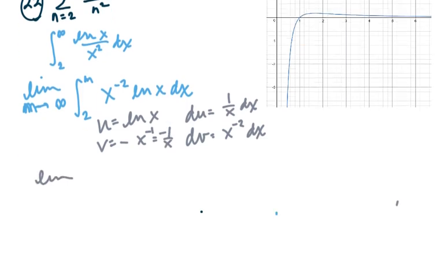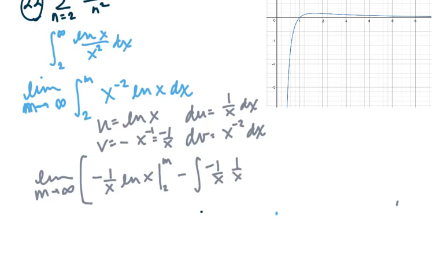So now we can say the limit as m approaches infinity. Now I have uv, so I'm going to put my v first. Negative 1 over x, natural log of x, and this is already evaluated from 2 to m. It's already integrated. Minus the integration of negative 1 over x times 1 over x dx from 2 to m. Now, two negatives make a positive, so we can change these to be positive.